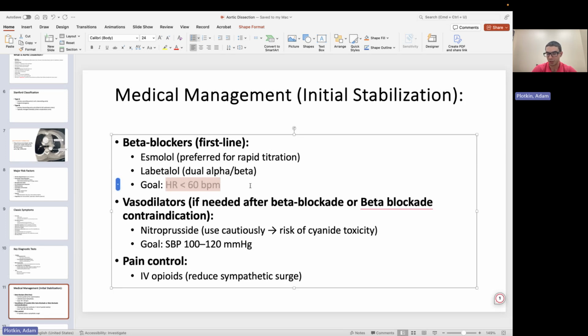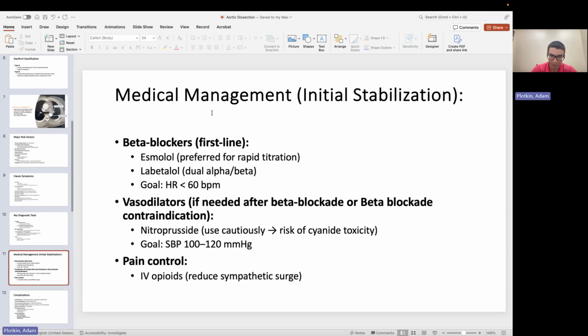If the beta blockers aren't working, or if we have a contraindication to beta blockade, we can consider nitroprusside, an arterial and venous dilator. We want to get that blood pressure to 120. We can give opioids if needed. So again, remember, once we give the beta blockers, if this is ascending, we go to surgery. If it's descending, Stanford B, we can just continue to medically manage and watch.